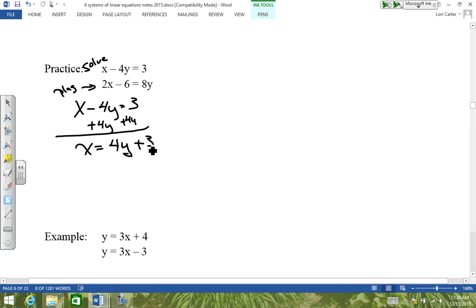Are we good? So now what do I do with the second equation? You put the expression in for x in the second equation. I plug it in. So it's 2 times 4y plus 3, minus 6 equals 8y.